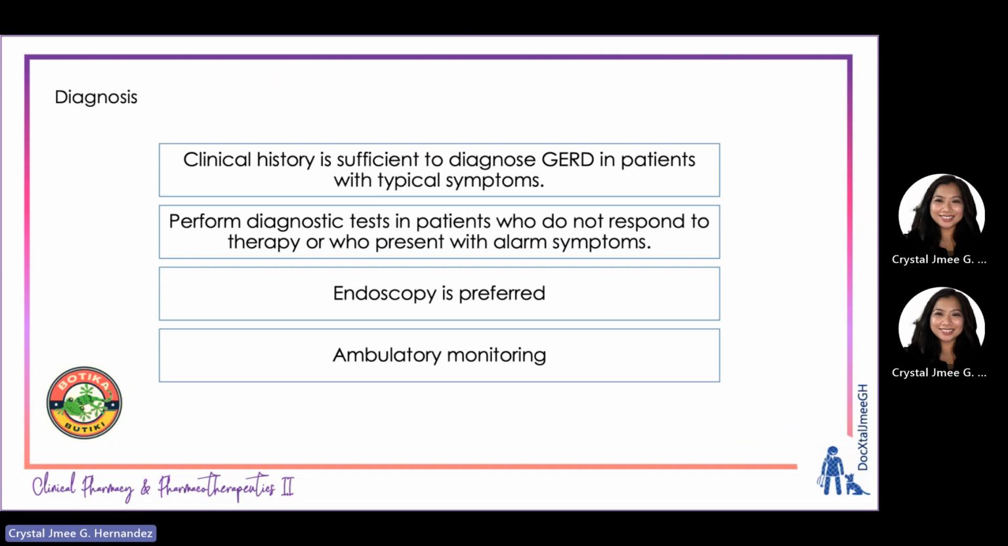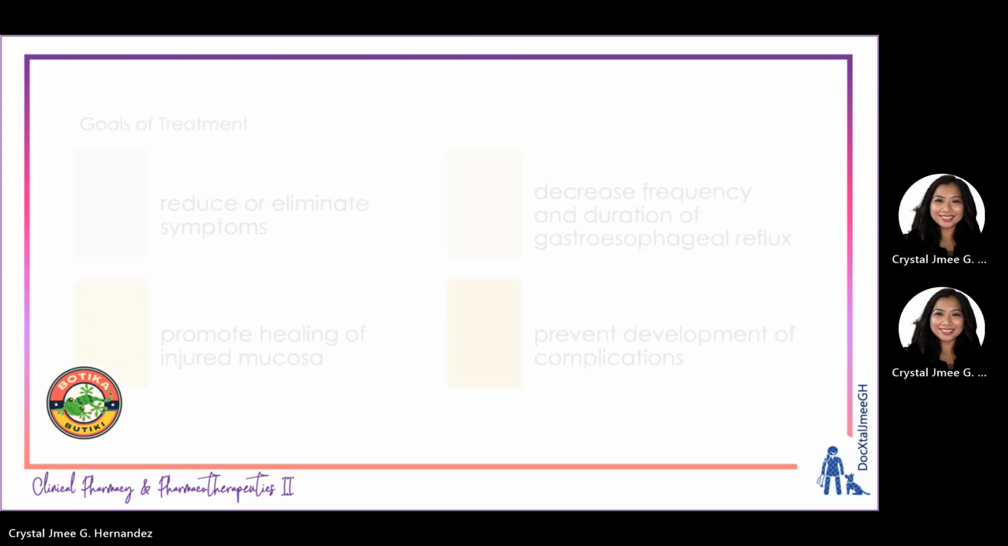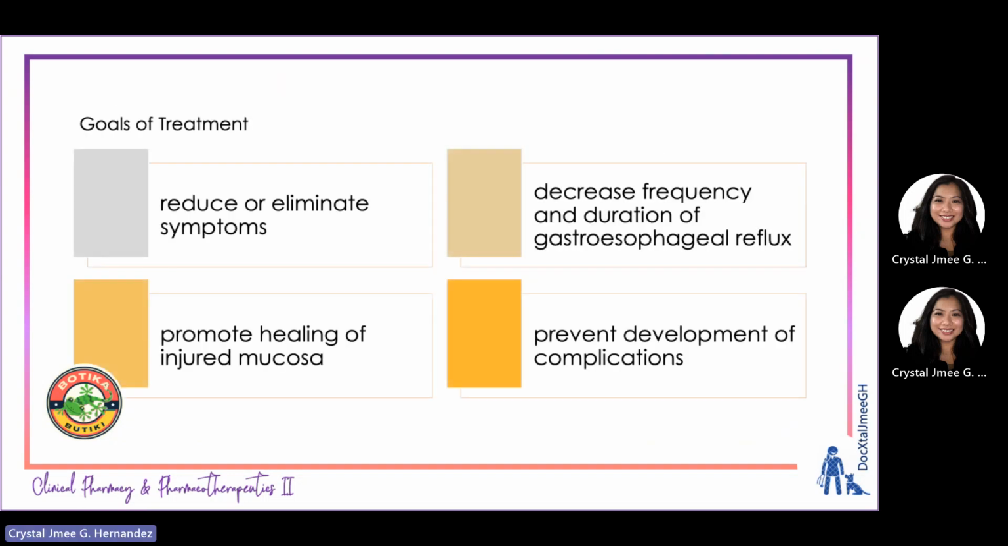Ambulatory patient monitoring should also be done, which includes pH monitoring and esophageal manometry. We have also high resolution esophageal pressure topography, and an empiric trial of proton pump inhibitors can also be warranted. Now, for the goals of treatment, of course, we reduce or eliminate the symptoms, decrease the frequency and duration of the reflux, promote healing of the injured mucosa in order to prevent severe complications, and again, to prevent development of complications.